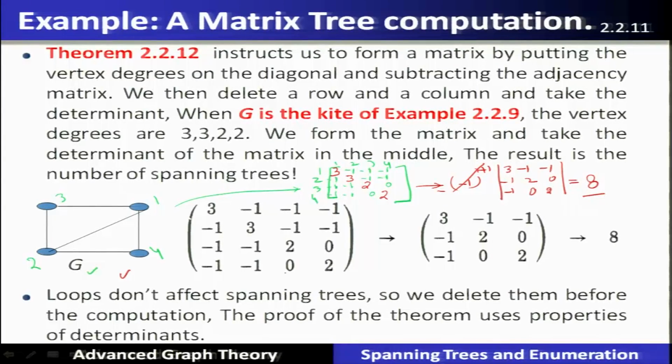Now, this is quite efficient. Why? Because even a very big graph we can convert into the form of an adjacency matrix, multiply by -1, place the degrees of the vertices on the diagonal, and then compute the determinant of this matrix. That determinant will give the number of trees possible in that particular graph, and that is called matrix tree computation.